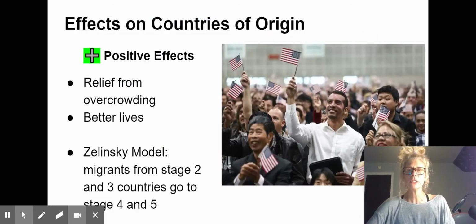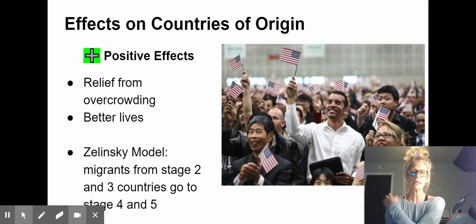All right, next we're going to do the positive effects on people leaving a country. Okay, so pretty commonsensical is a relief from overcrowding. Okay, they're improving their lives. So a lot of people leaving a country are going from usually a stage 3 in the DTM country to a stage 4 or 5, and they're improving their lives.